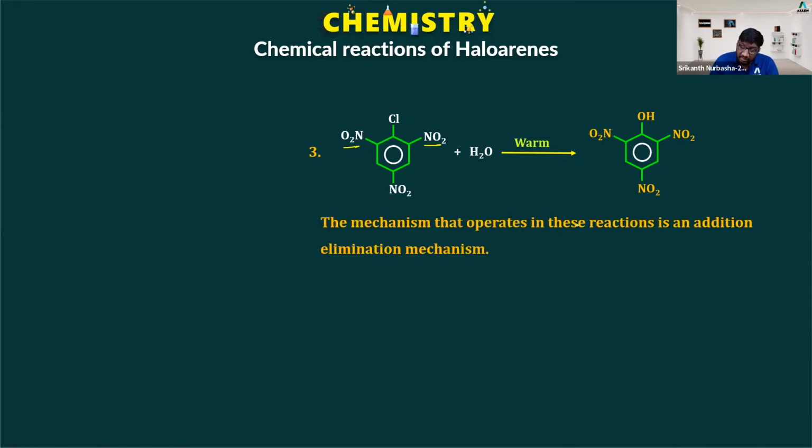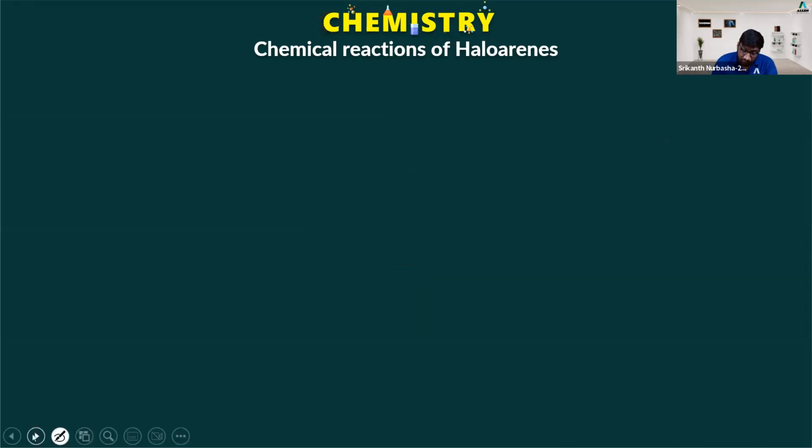So the mechanism that operates in these reactions is an addition elimination type. Why am I calling it addition elimination? Because in the first step OH is added, and after that the chlorine is eliminated. The addition of OH and elimination of chlorine do not happen simultaneously. So addition occurred, then elimination occurred. That is why it is an addition elimination type mechanism.